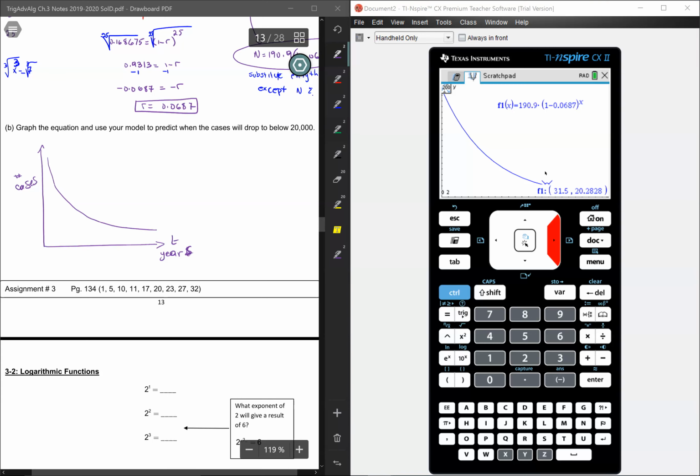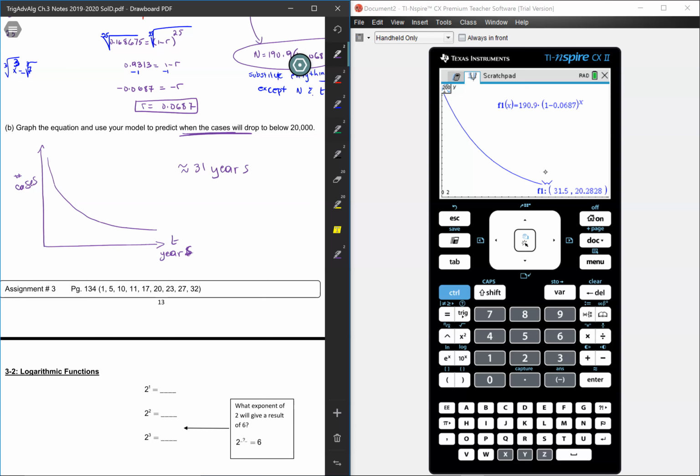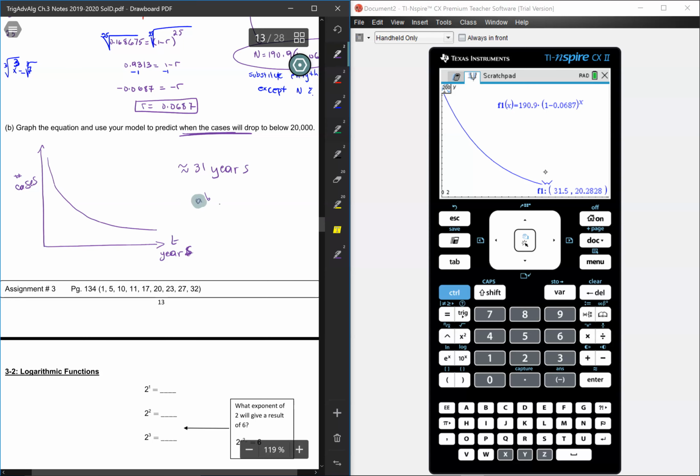Okay, so all right, so when the cases will drop, about 31 years, when did we start? When did we start? In 1980. So in 2031. Okay? All right, and that's the homework for tomorrow.